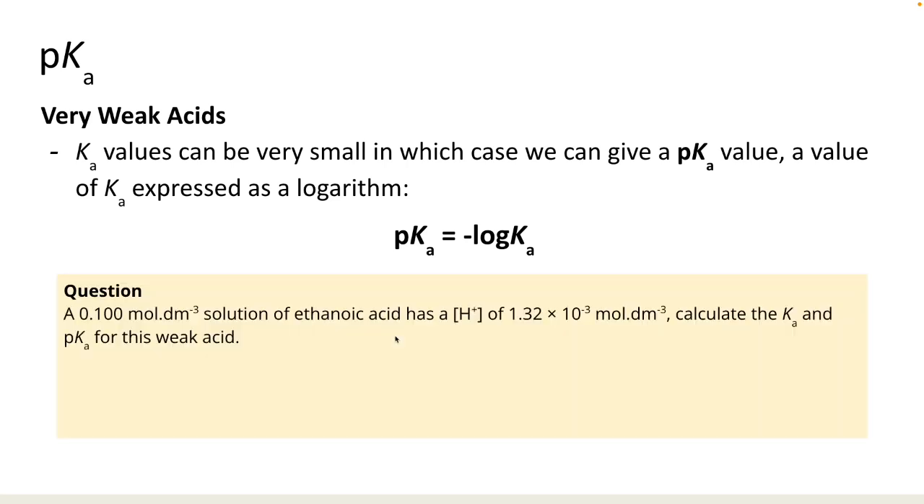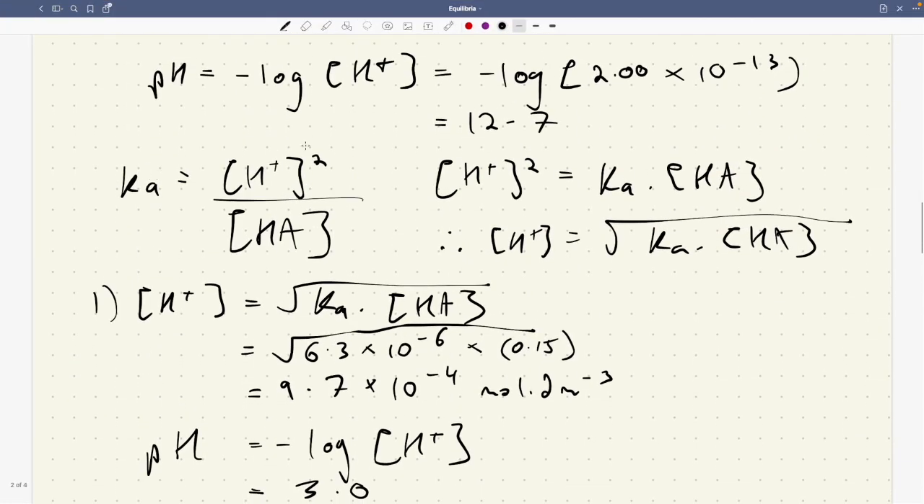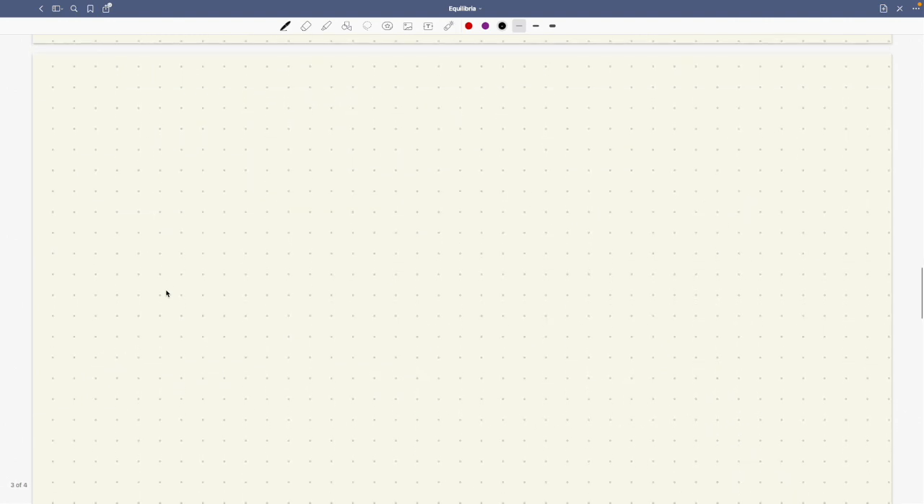So look, a final example, if you wanted to give it a crack. I've given you a concentration of a weak acid. Organic acids are often weak. And we've got a hydrogen ion concentration. So you've got to get the Ka value, and then from there, you've got to get the pKa value. Pause, let's finish this one off. So we said that our Ka is equal to that, so we can use that expression up there to calculate our Ka value first of all.